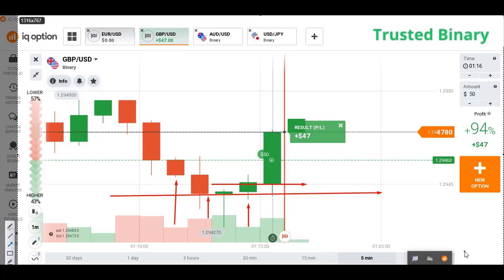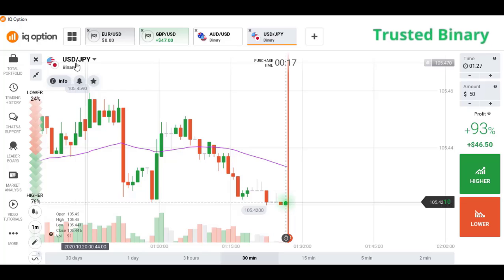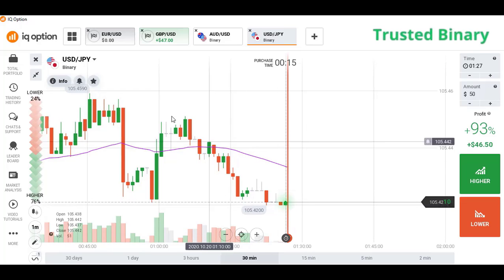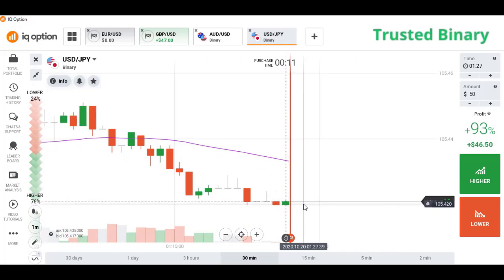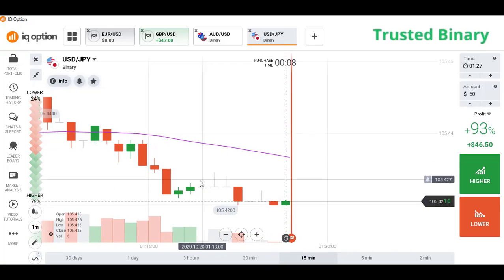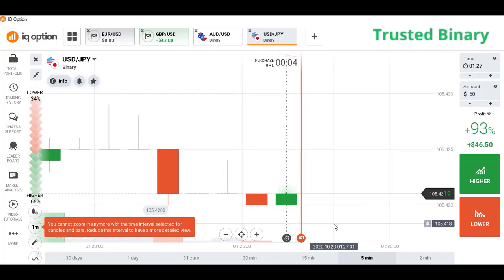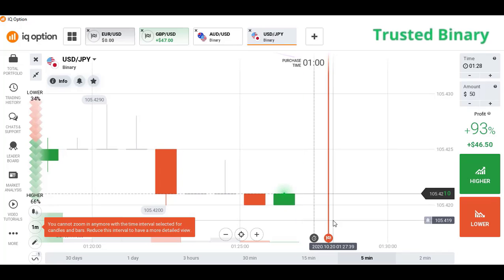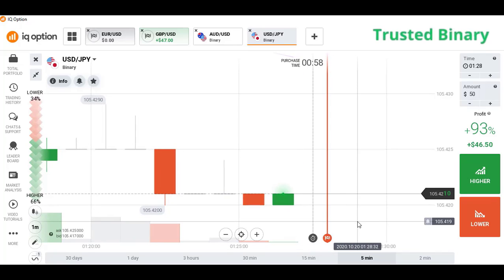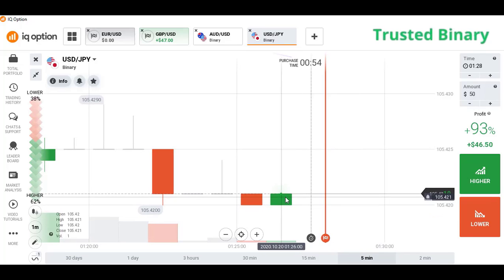So let's go to another pair for another opportunity. This is the USD JPY pair, and the market is sideways. It is not a good market, with many doji candles. I will place my trade after the closing of this candle. So let's wait.